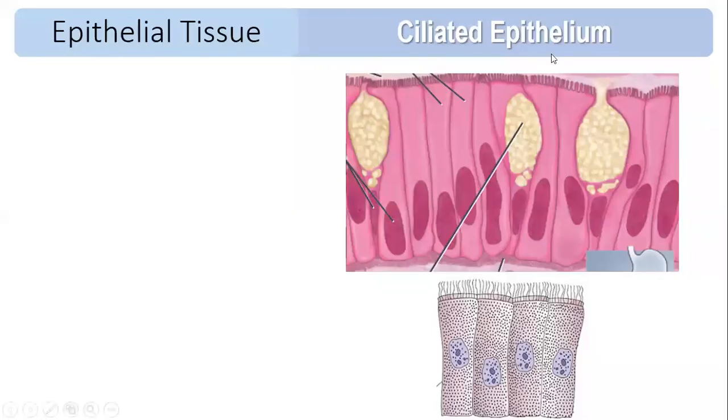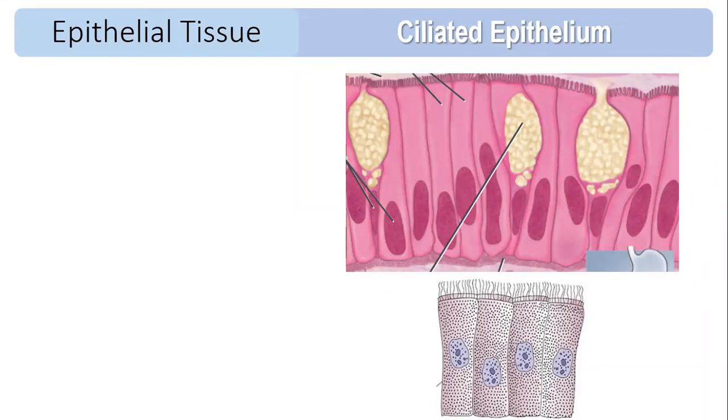The next epithelium is called ciliated epithelium. The name suggests that it has cilia. Now, what is the shape of the cells over here? Either the cells can be columnar, or column-like, or they can be cuboidal. So the shape can be columnar and cuboidal.